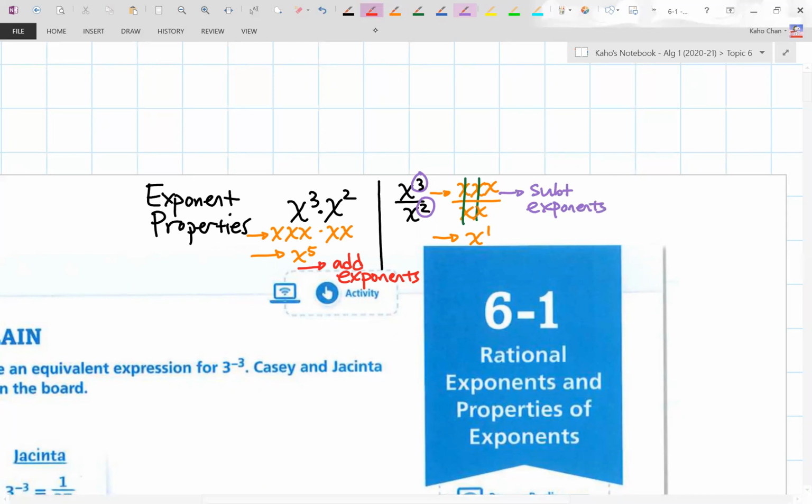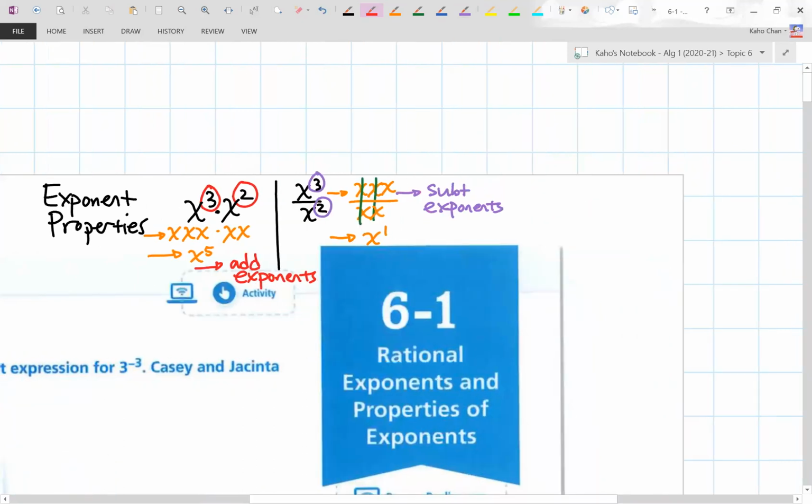The previous one you added, forgot to circle those numbers up there, okay? So when you're multiplying, you add the exponents. When you're dividing, you subtract the exponents. And then finally, you probably learned one other major property when it comes to exponents. What if you had a problem like this? X to the third, and then you parenthesize that and you squared it.